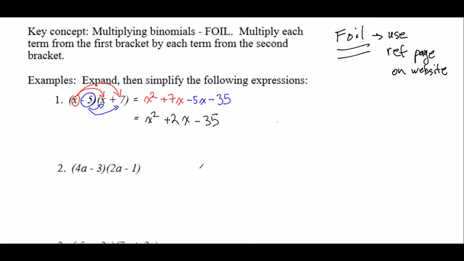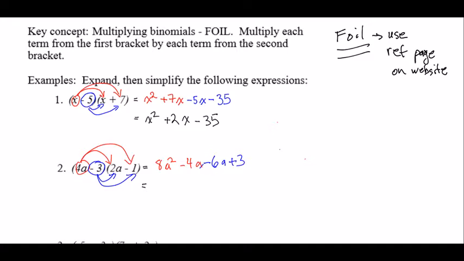Following this same pattern in the next problem set, we get something like this. 4a times 2a, and then times negative 1. And then we also have minus 3 times 2a, and then times negative 1. Let's simplify. 4a times 2a is 8a squared. 4a times negative 1 is going to be minus 4a. And then negative 3 times 2a is going to be minus 6a. And then negative 3 times negative 1 is going to be positive 3.